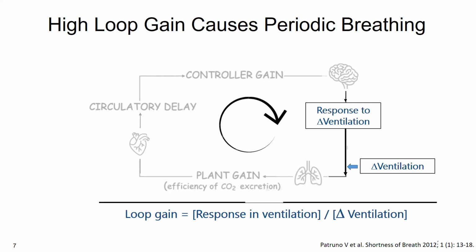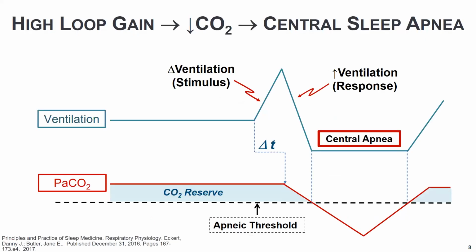Now, when the loop gain is high, the tendency of the system is to oscillate or to develop a periodic breathing pattern. And we illustrate that here, where high loop gain can lead to ventilatory overshoot and then subsequently ventilatory undershoot, or a repeated pattern of respiratory instability. We'll illustrate that here with this sort of stylized graph of ventilation and PCO2. Now, if for whatever reason there's a stimulus to ventilation and ventilation picks up, as ventilation rises, the response to that increase in ventilation is a reduction in the PCO2. As CO2 falls, if it falls sufficiently, it will fall below what is called the apnea threshold, this dashed line here.